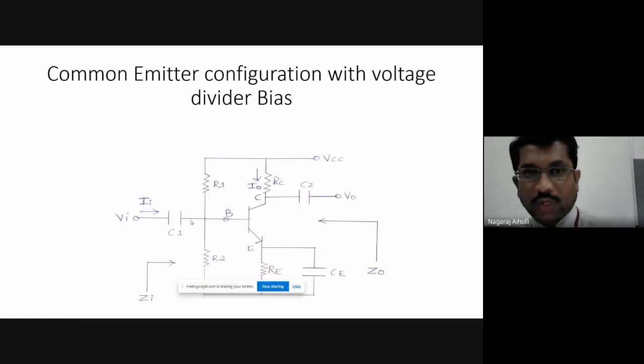Next problem. Next numerical. Question number 16. It's a problem on common emitter configuration with voltage divider bias.